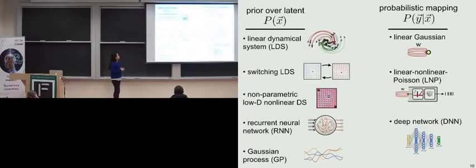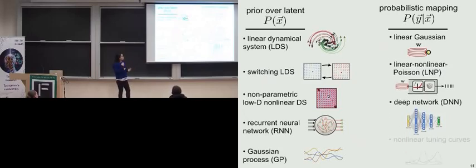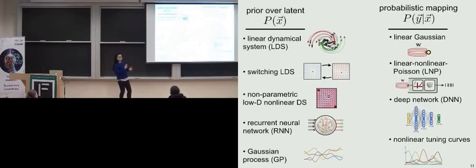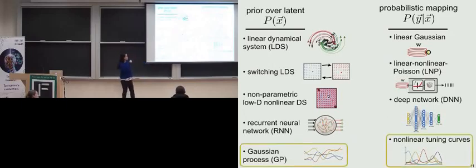Okay, and for the probabilistic mapping, we can use a linear Gaussian model, we can have a nonlinear Poisson model, or we can have a deep neural network, which maps from the latent to the observation plus some noise, to get the probabilistic mapping. But our work actually extends the probabilistic mapping by modeling something we call nonlinear tuning curves. So these two components are our contribution to the literature. I'm going to expand these two parts in more detail later.